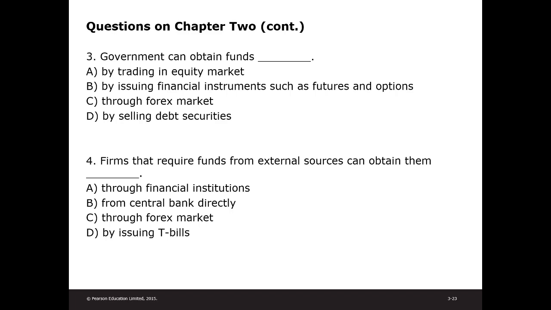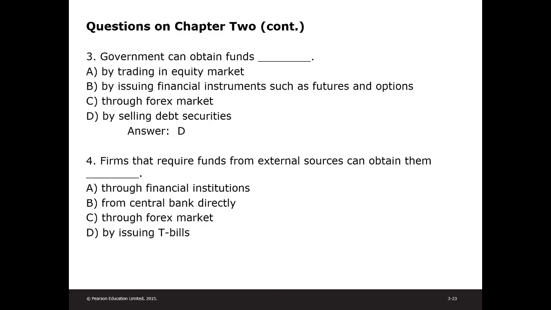Next question. Government can obtain funds by: A, trading in equity markets. No, only the businesses and individuals can trade in the equity market. B, by issuing financial instruments such as futures and options. No, of course not. Futures and options are offered or issued by companies. C, through the forex market. No, that's not true. The forex market is a whole different thing. And D, by selling debt securities. That one is true. Government can issue short-term debts like T-bills, or treasury bills, or they can issue long-term debt securities like notes payable and so on. So the answer will be D.